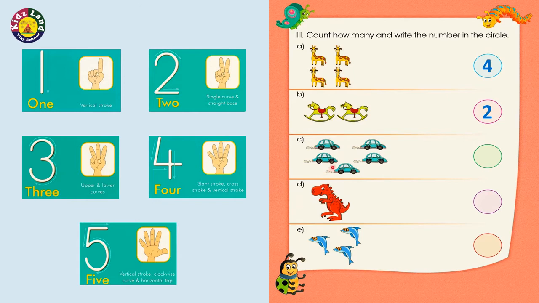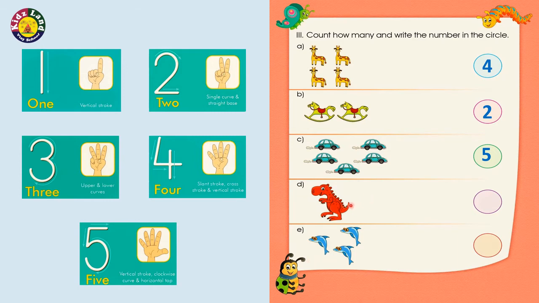Next, third picture is the cars. Let me see how many cars are there. 1 car, 2 cars, 3 cars, 4 cars and 5 cars. Okay, it's 5 cars. So we have to write what number? Number 5. Okay, number 5 in the circle near the cars.